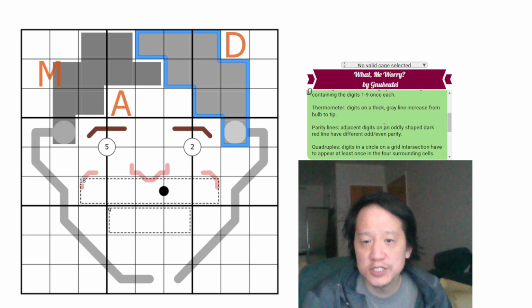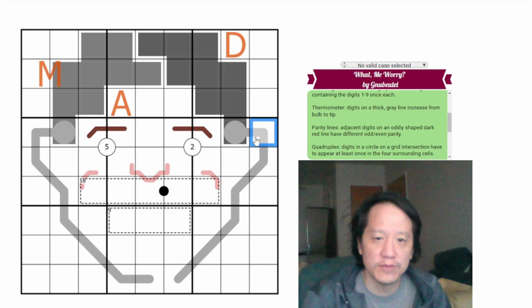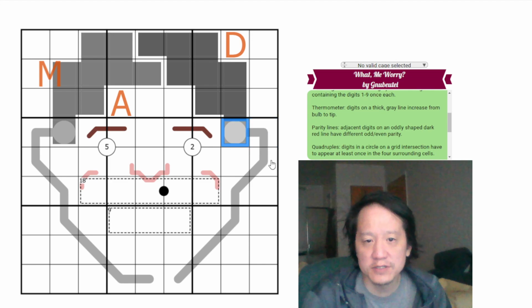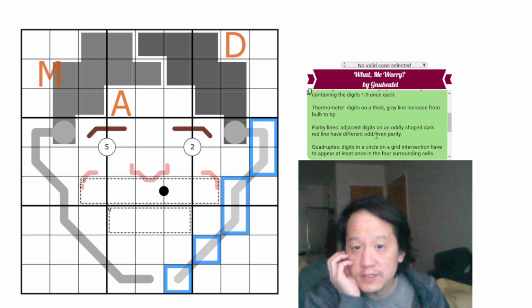Thermometers. Digits on a thick gray line increase from the bulb to the tip. So basically, this is a thermometer, and this cell must be greater than this cell, and this cell must be greater than this cell, this cell must be greater than this cell, etc., all the way to the tip of the thermometer.